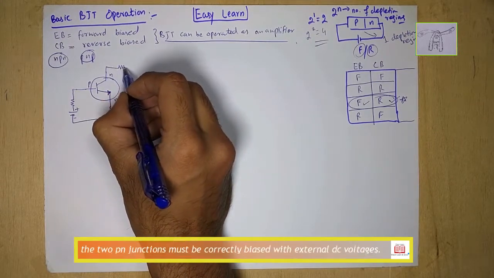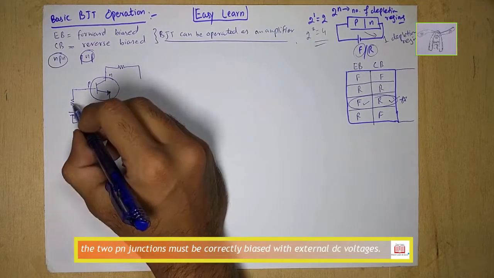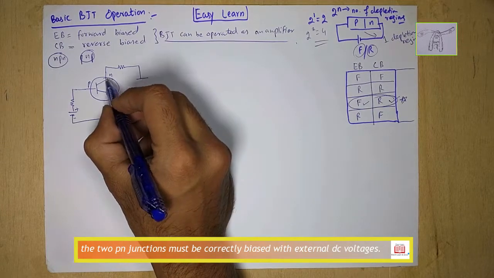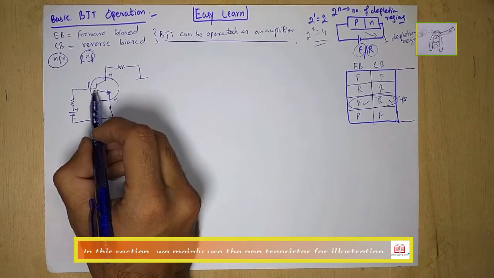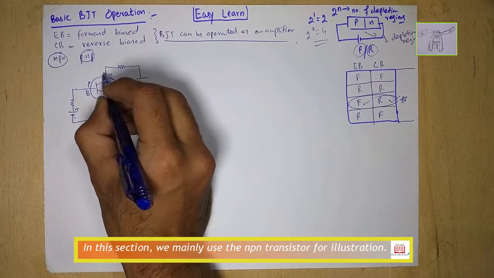Here this is the resistance, and after this, a limiting resistance once again, and this is connected in order to set this base region. This is base, this is emitter, and this is the collector region.